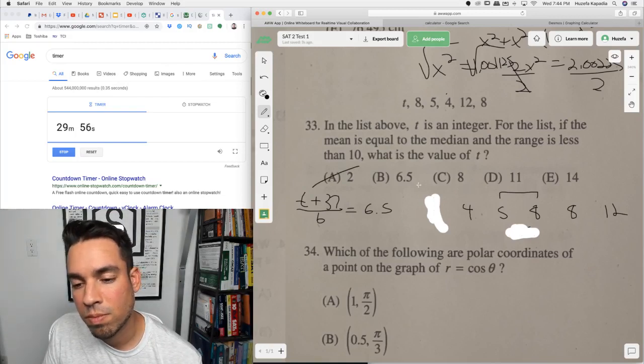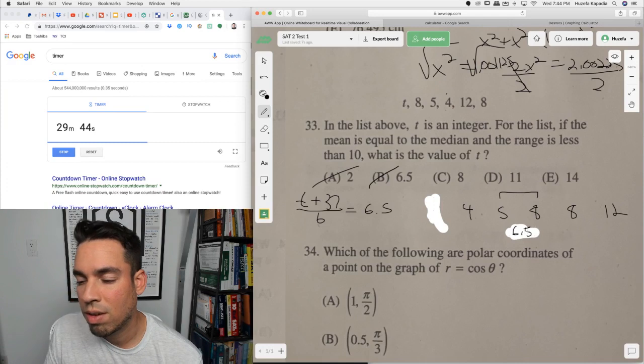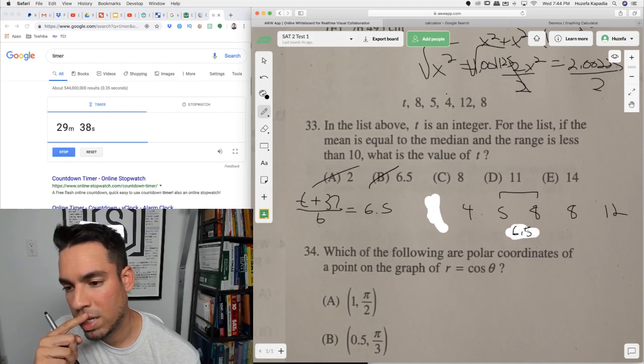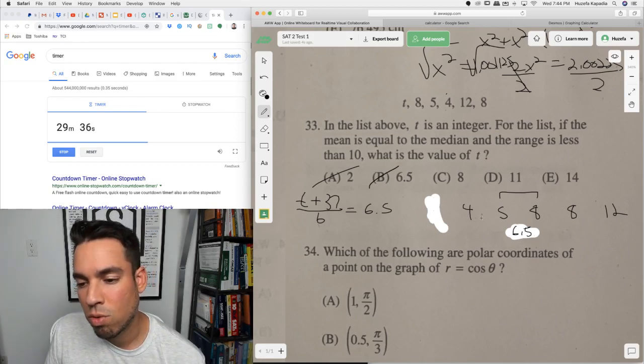So it can't be 2 because it's got to be less than 10. If it's actually 6.5, this would be a problem because then the median wouldn't be 6.5. The median would be something above it because it'd be in between 6.5 and 8. If it's 8, then the median would be 8.